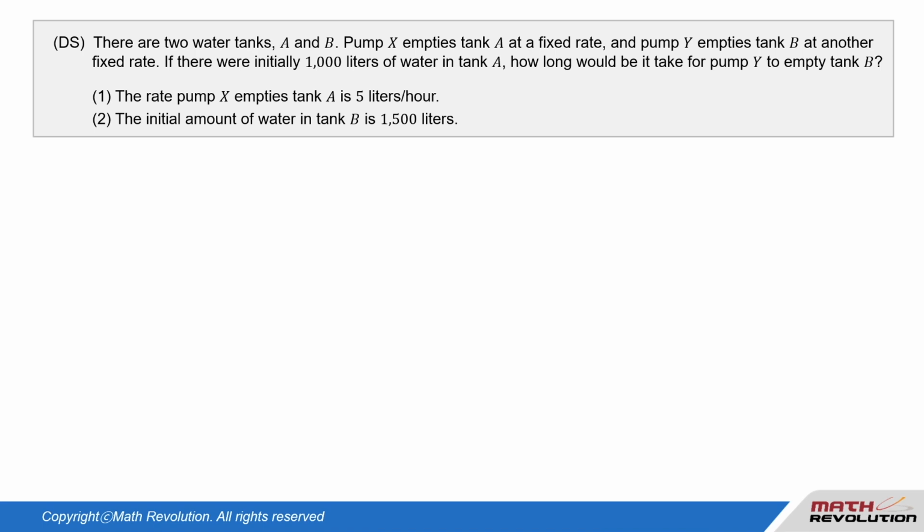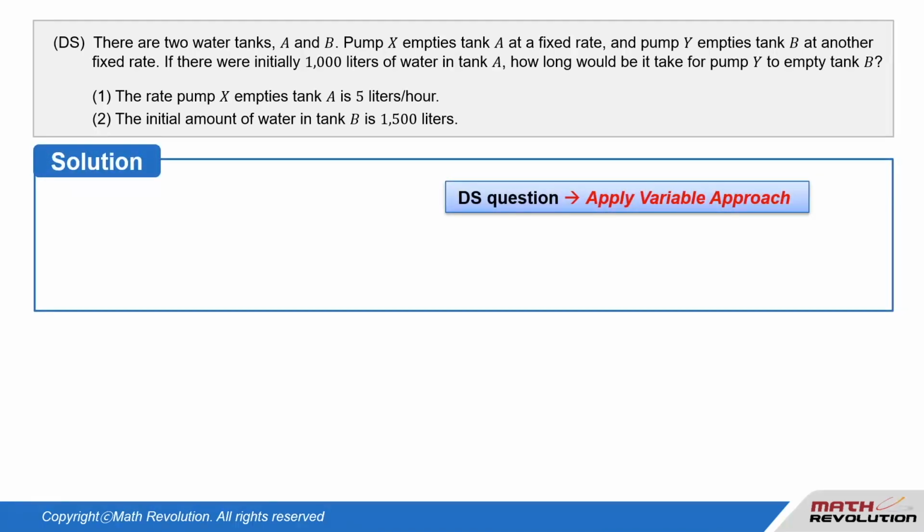Condition 1. The rate pump X empties tank A is 5 liters per hour. Condition 2. The initial amount of water in tank B is 1,500 liters. We will solve this DS question using the variable approach.